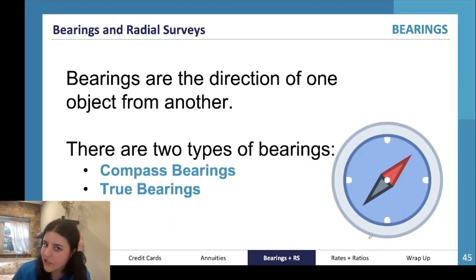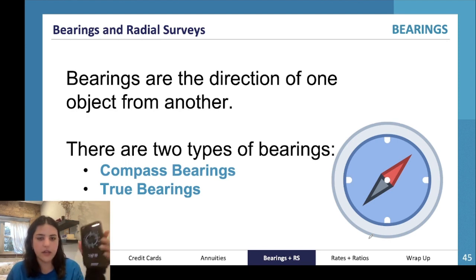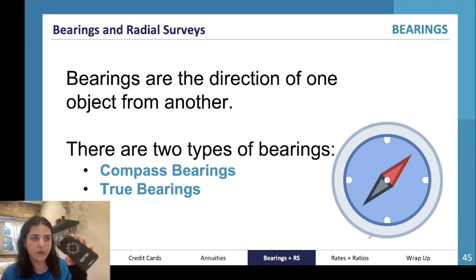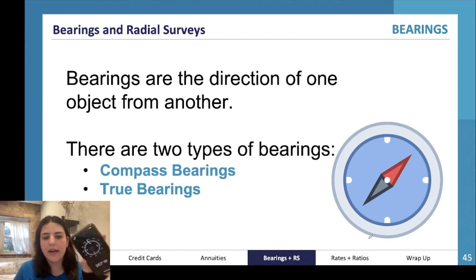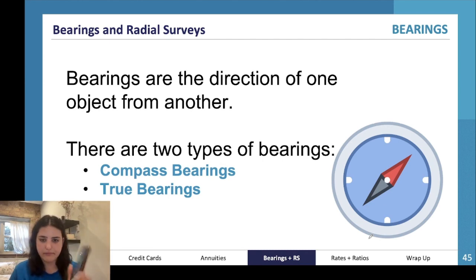So bearings are the direction of one object from another. There are two types of bearings: compass bearings and true bearings. Compass bearings are the ones that you can see on your phone. You have a phone compass, you can point it, and that is telling me that is exact north right there. So you've got a compass bearing, and then we've got true bearings. These are not bearings that you see on your phone.